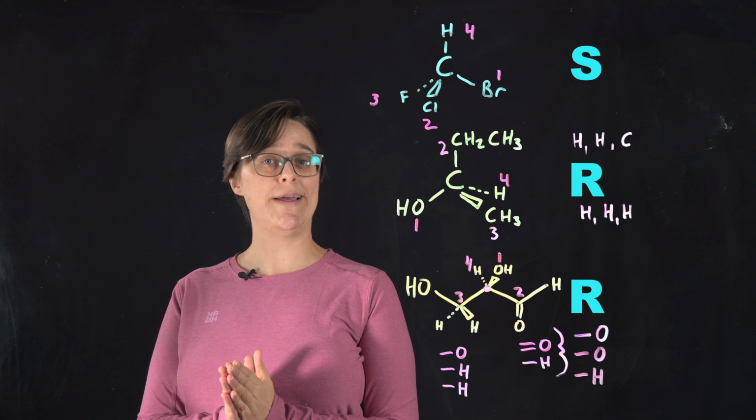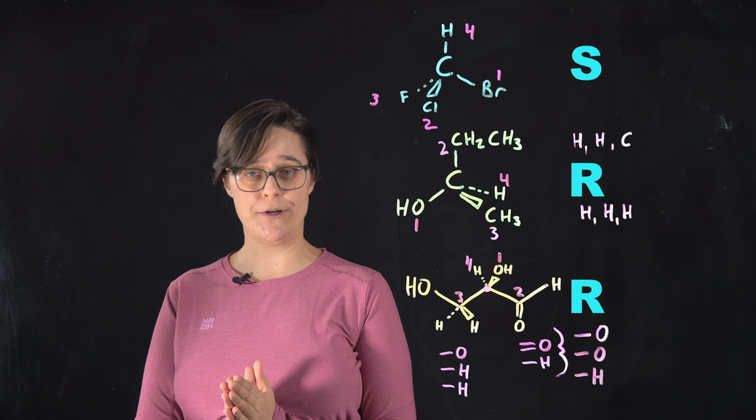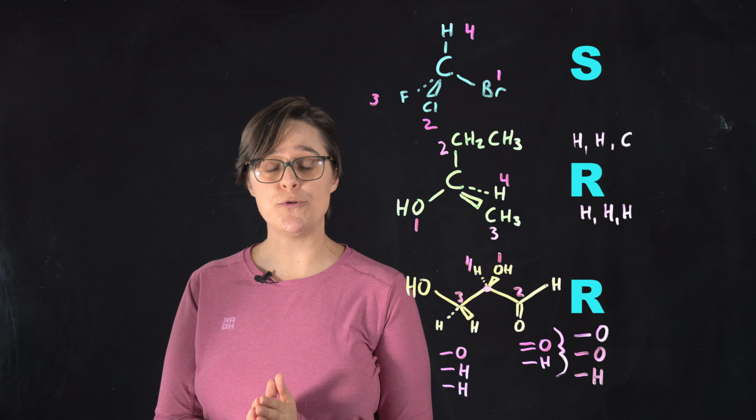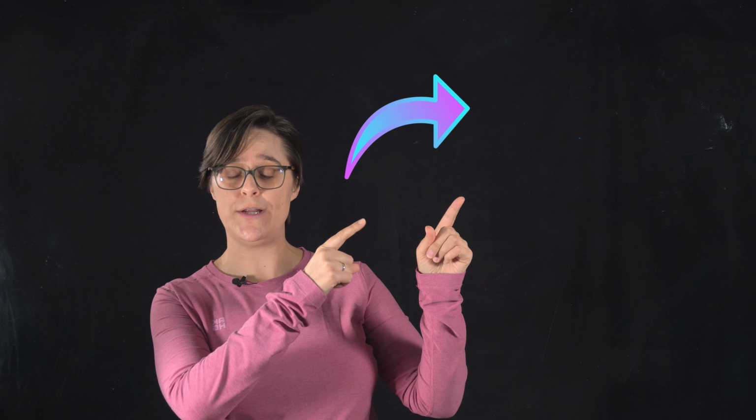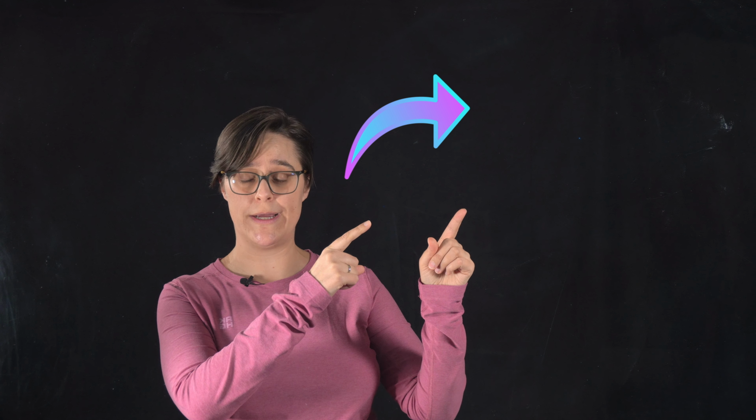If you need to assign R and S configuration to a chiral center, you have probably been taught how to do it the hard way. There is an easier way where you do not need to rotate it or draw it or build a molecular model.